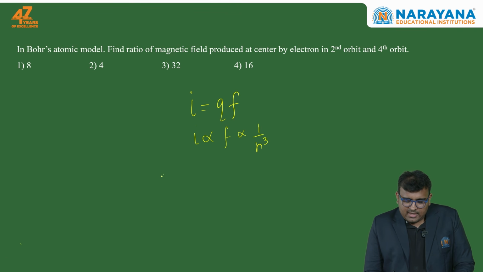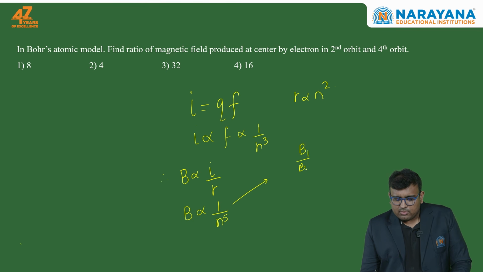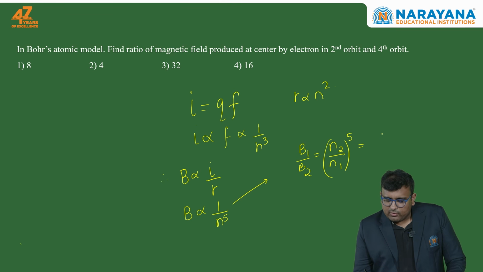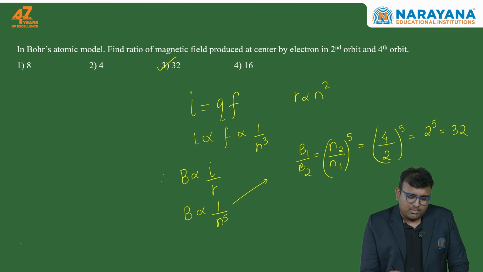Similarly, I can say that the magnetic field is proportional to I upon R, and R is proportional to n square. So I can say that B is proportional to 1 by n to the power 5. So we can say from here that B1 by B2 must be equal to n2 by n1 whole to the power 5. They said the fourth orbit, so that is 4 divided by 2 to the power 5. That means it will come out to be 2 to the power 5, that is 32. So the correct answer will be 32.